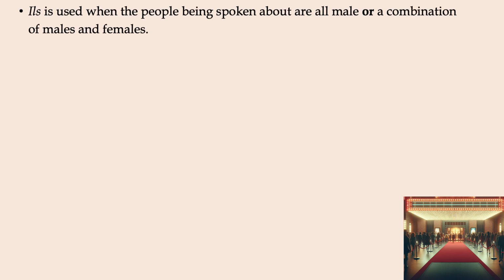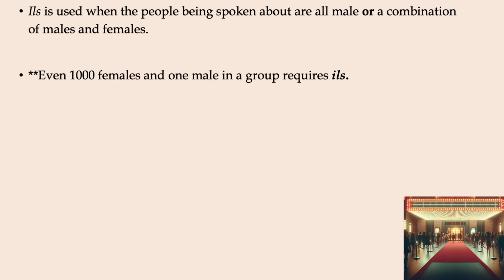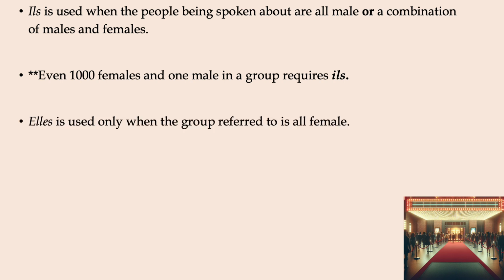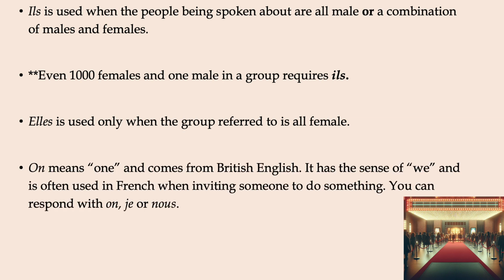Ils, plural, is used when the people being spoken about are all male or a combination of males and females. So what could this look like? Even 1,000 females and one male in a group require ils. Elles, plural, is only used when the group referred to is all female.